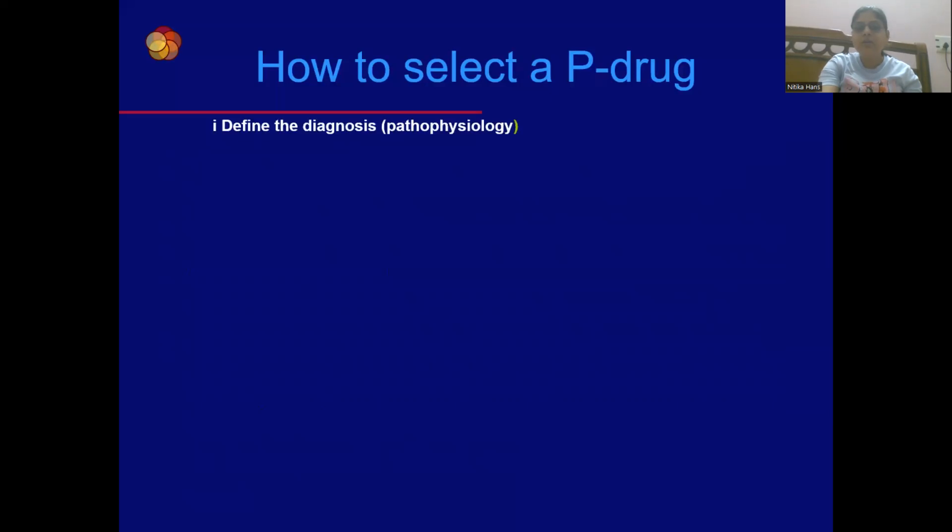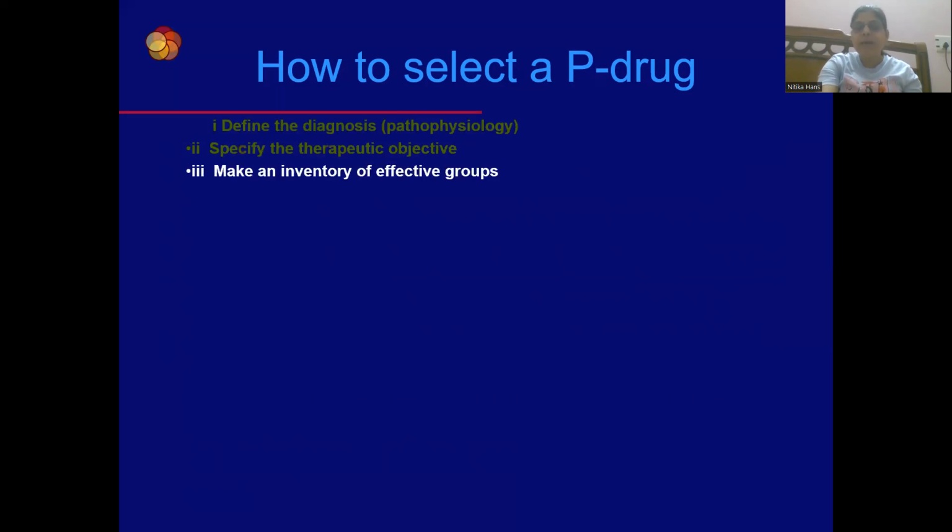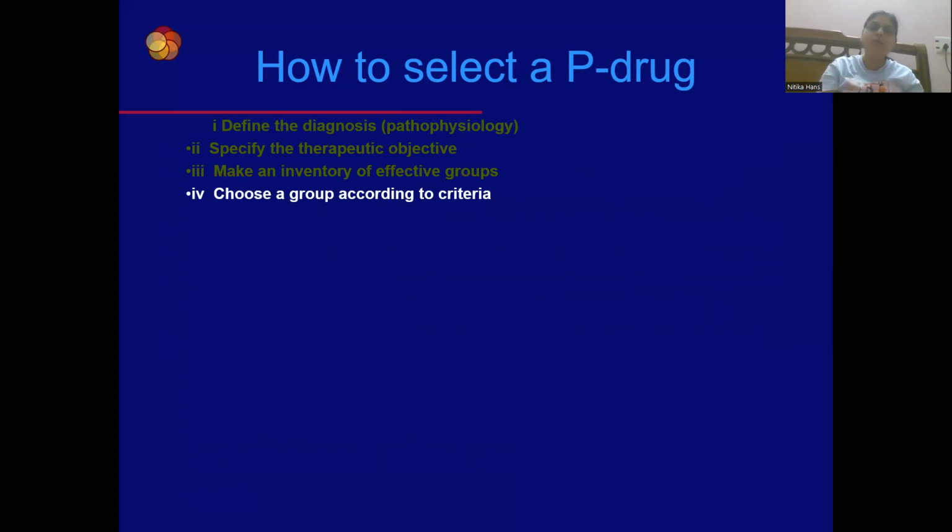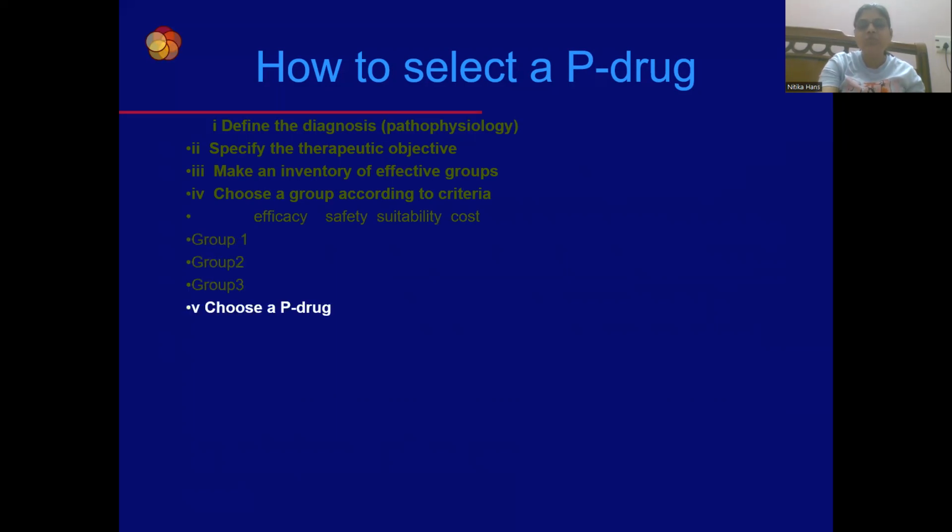How to select the P drug? Define the diagnosis, pathophysiology, specify the therapeutic objective, make inventory of effective groups, choose a group according to criteria. That is step criteria. We make the inventory of the effective groups, and accordingly we choose a group according to step criteria, that is efficacy, safety, suitability, and cost. Like 2-3 groups are made. Accordingly, we will choose from these 4 parameters, and then we choose a P drug again.